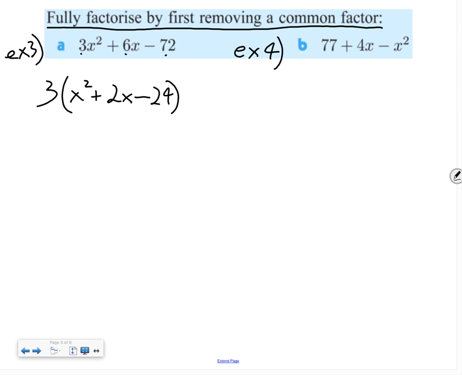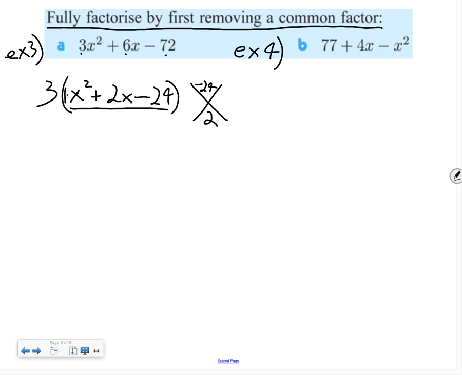Okay, so now at this point, I can't factor anything out of this quadratic, so now I'm going to use my a times c method to factor that. So here I have a 1, right? So a times c is negative 24, and my b value is 2.